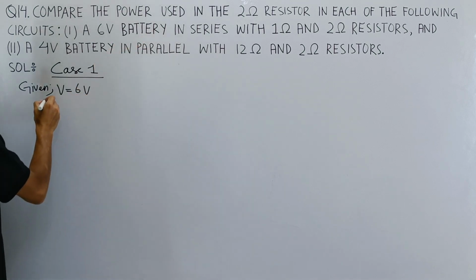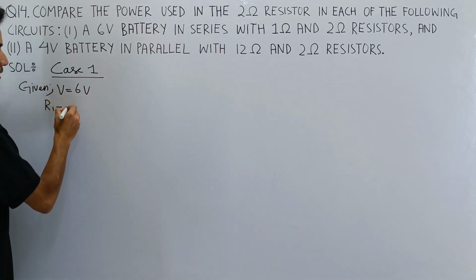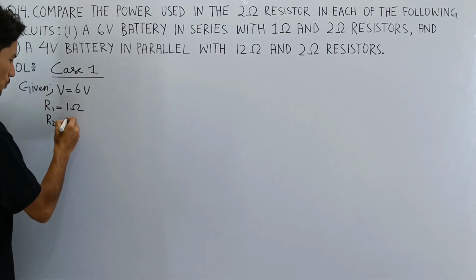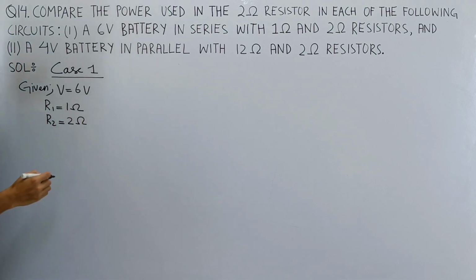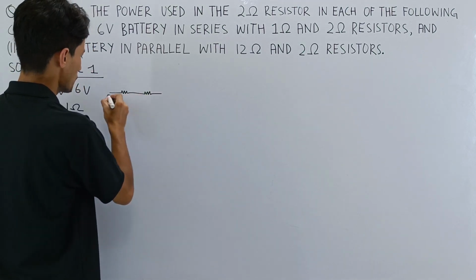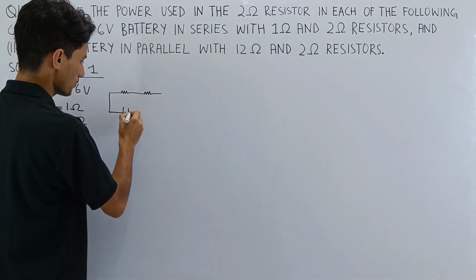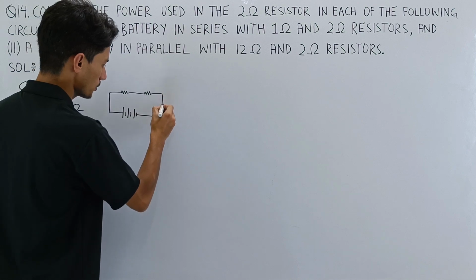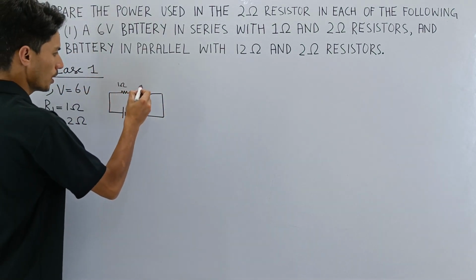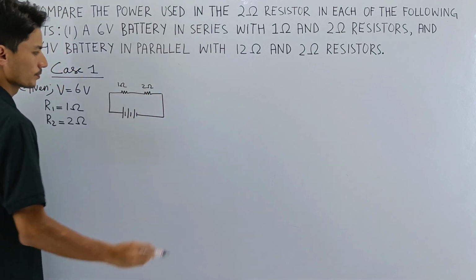First of all, the resistances are given to us. R1 we can write as 1 ohm, R2 we'll write as how much? 2 ohm. Let's draw the figure. The series combination has to be drawn like this, plus minus plus minus plus minus. This is how the figure will look, okay? And R1 is 1 ohm, R2 is 2 ohm.